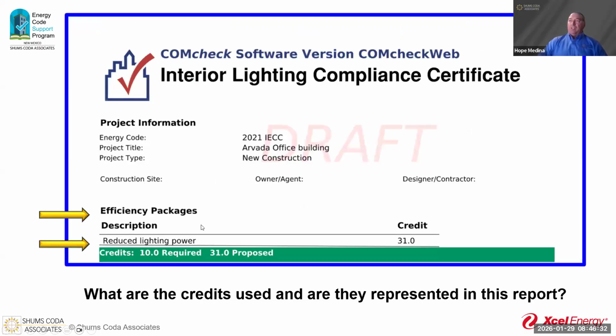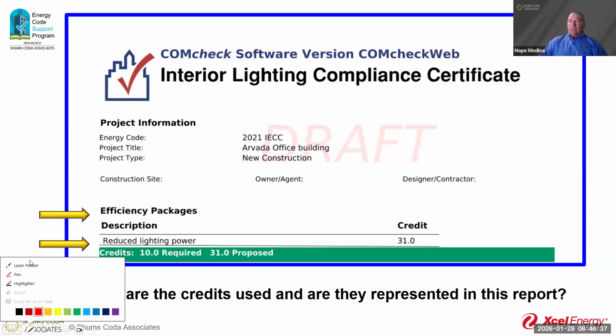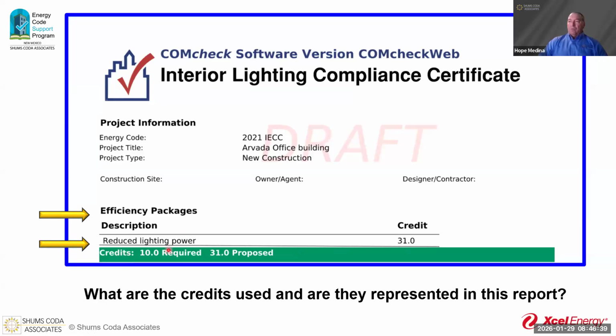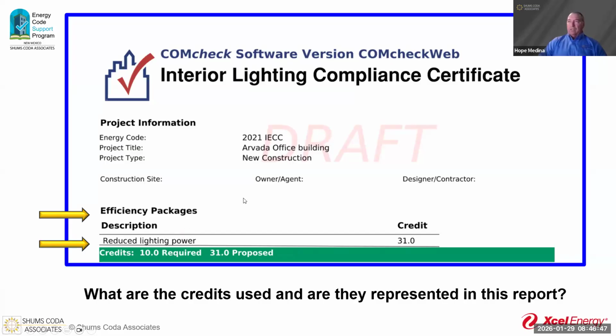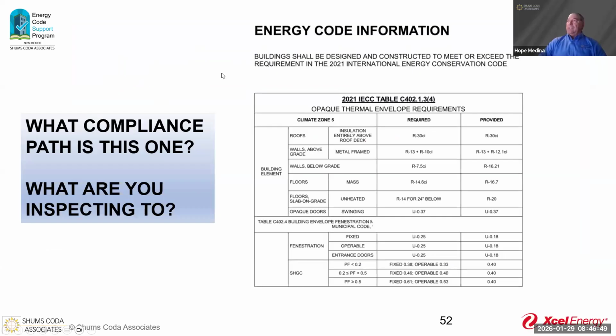Here you can see on the ComCheck, we're looking at the credits right here. We were required to have 10. We have 31. We used high efficiency lights in there. That took care of all of our additional credits for the whole building. Nice to have that. So, quick question. What compliance path are we using on this document?